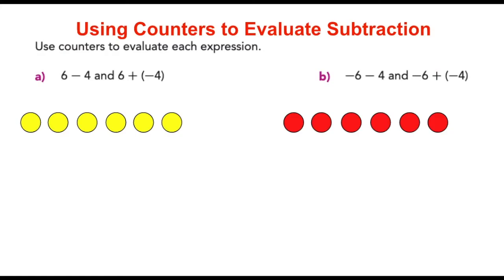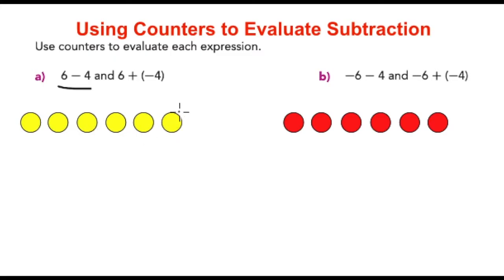Before we get into any examples with this lesson, we're going to look at subtracting by using counters. So we're going to start with the first part here of 6 minus 4. And you'll notice that I have 6 positive chips already in here. So we have 6 positive chips. And now we have to take away 4 of them. Well, we have 4 positives to take away.